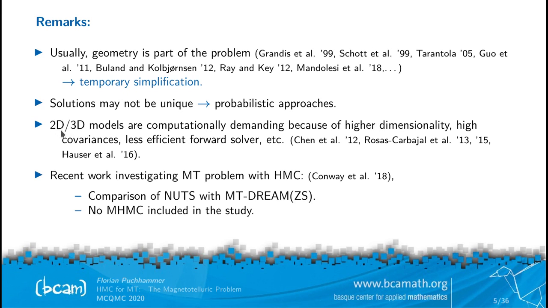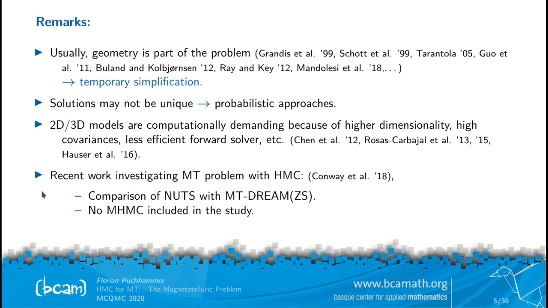We don't have to just consider the one-dimensional problem. We can also go to higher dimensions. But let me just say that it gets computationally demanding very quickly because the problem has a much higher dimensionality, high covariances between pixels or voxels, and the forward solver is also much less efficient. But there are people who have dealt with that, so there's also some literature on that here.